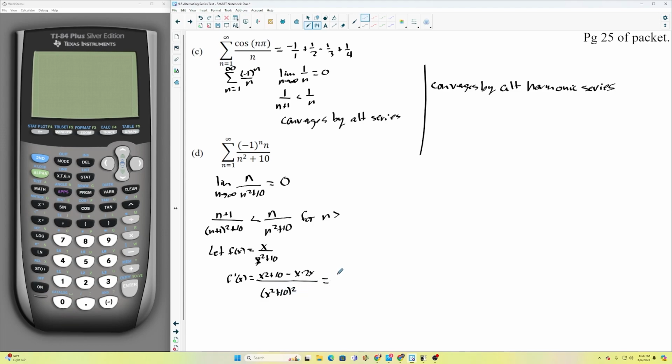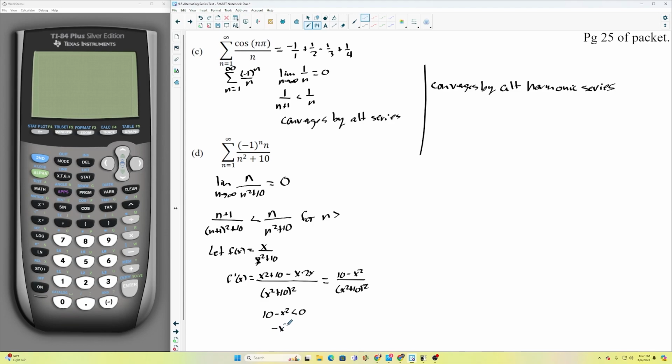And so the top becomes 10 minus x squared, because x squared minus 2x squared is negative x squared, over x squared plus 10 squared. Well, we want to know when 10 minus x squared becomes negative, because that would be a function that has a negative slope, and functions that have negative slopes are always decreasing.